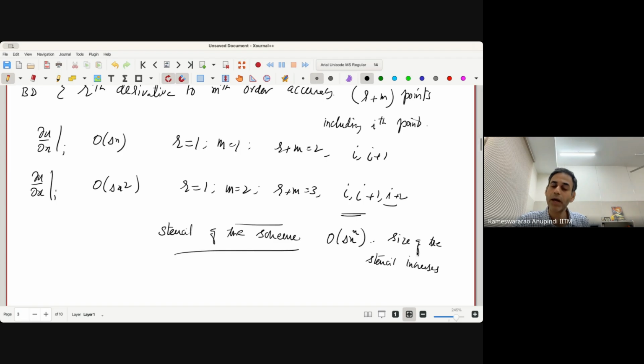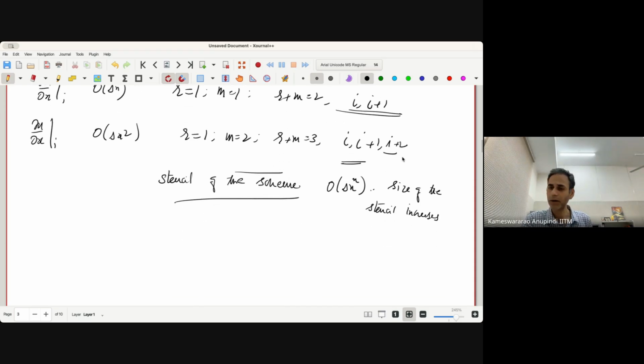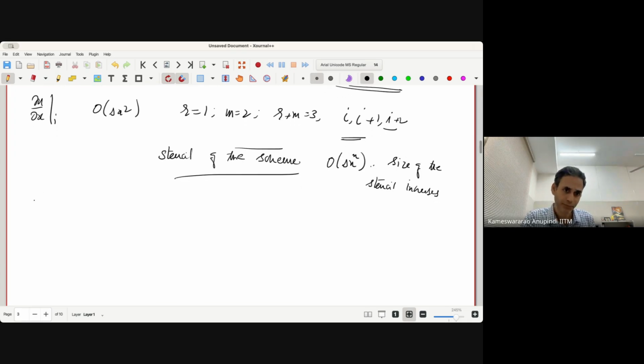That means if you want first derivative to fifth order accuracy, then r plus 1 will be 6. Then you would require i plus 1, and so on, all the way to i plus 5. So you need more and more points, so the size of the stencil will increase if you want a higher order accurate scheme. This is true for both forward and backward differences, and also for central differences in general. Now let us derive a backward difference formula for the second derivative.